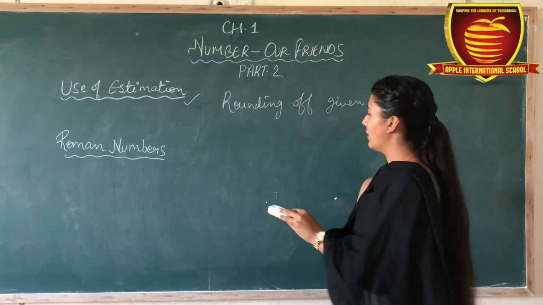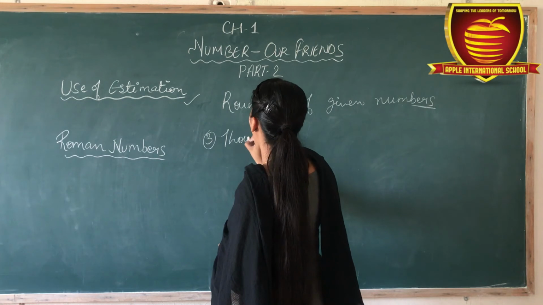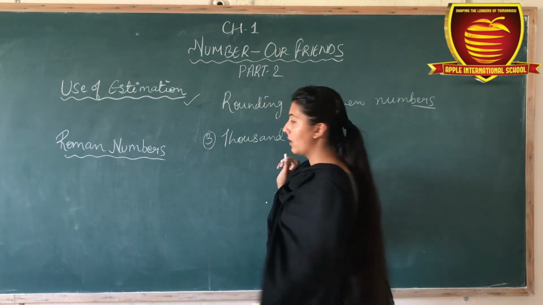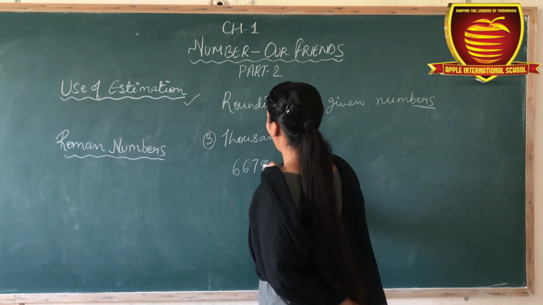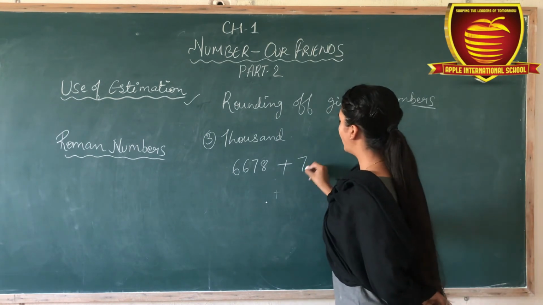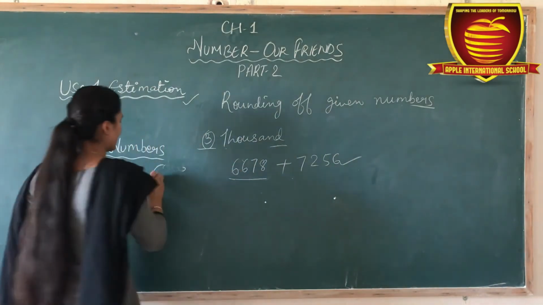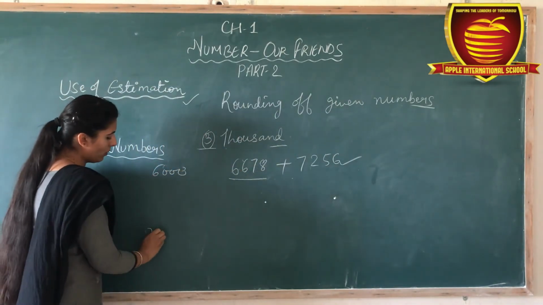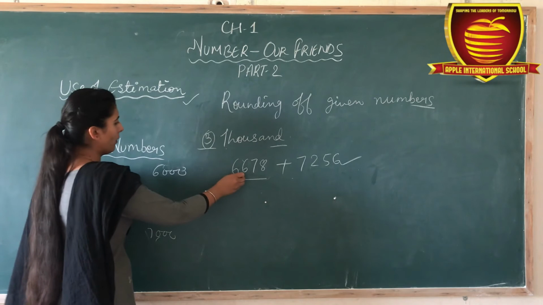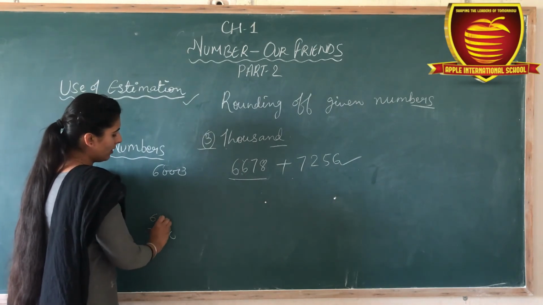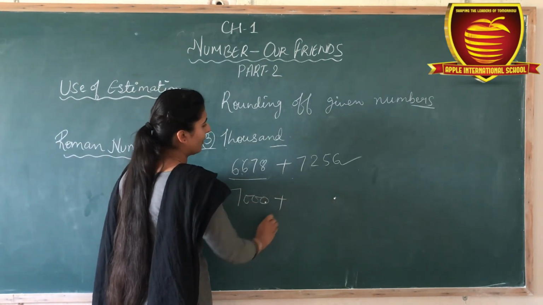1000. Nearest 1000. Okay, for example, 6678 plus 7256. This number lies between 6000 and 7000. Here you can see that the number comes nearest to 7000. So here we can write it as 7000.